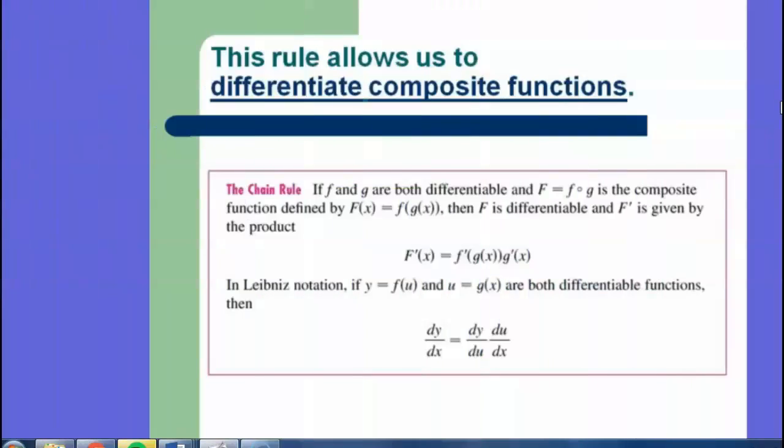So the chain rule is a way to differentiate what we call composite functions. If you think about a composite function, it's the concept of having a function inside another function. When you have something like x squared plus 2 inside parentheses, and then you square that whole function, that's actually a composite function. It's two functions that make up a whole.